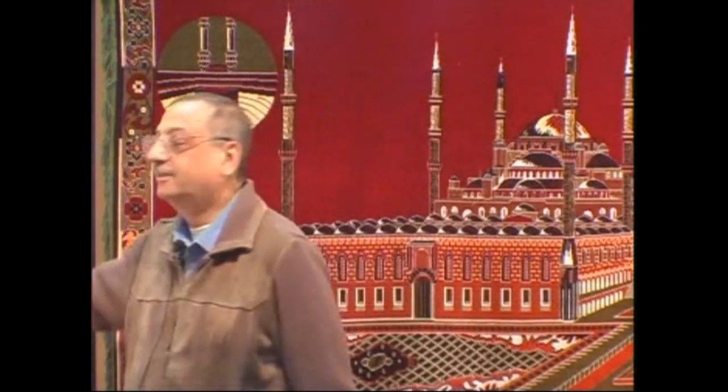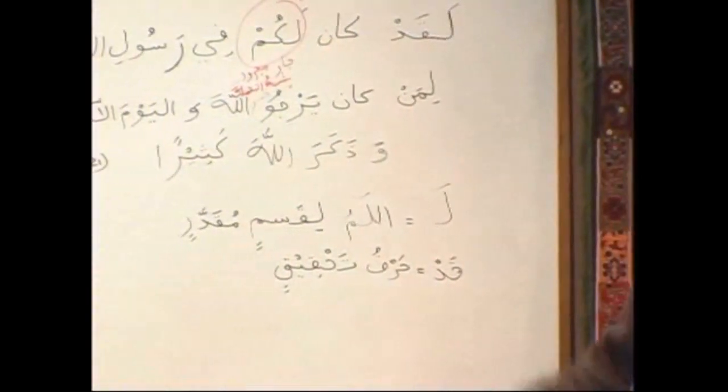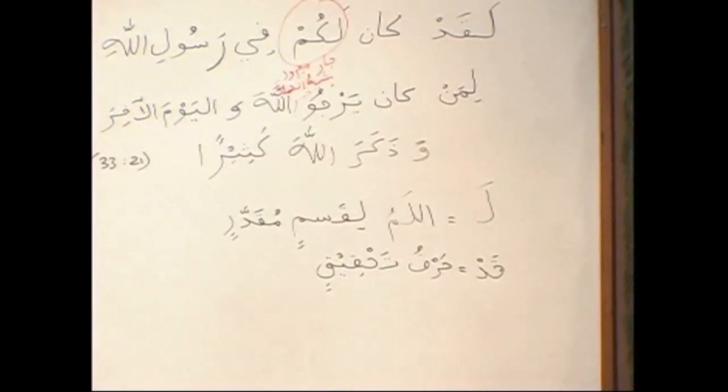Okay, and then again waw came. Zakara. Fi'lu madin mabniun ala fatah. Fa'il mustatir. Taqdiruhu huwa. Are you with me? All this huwa goes to the man. And then the man goes into the kum. Are you with me, brother? Zakara. What is Allah? Maf'ulun bihi. And what is kathiran? Maf'ulun mutlaq.